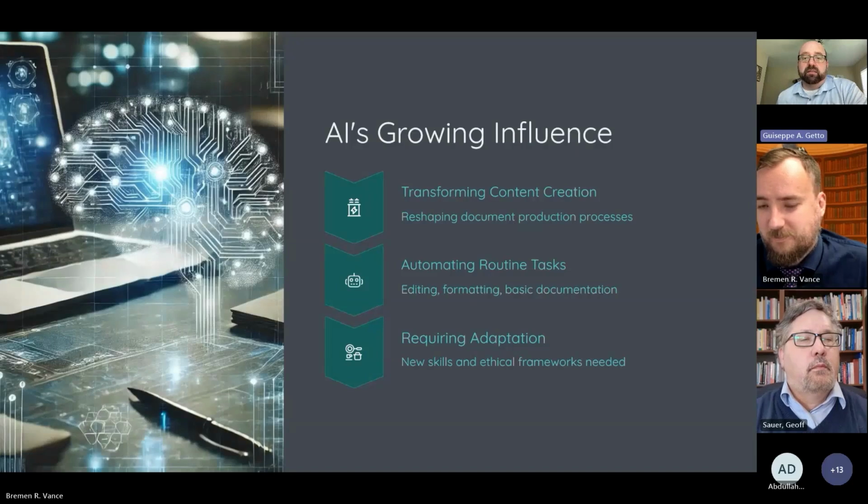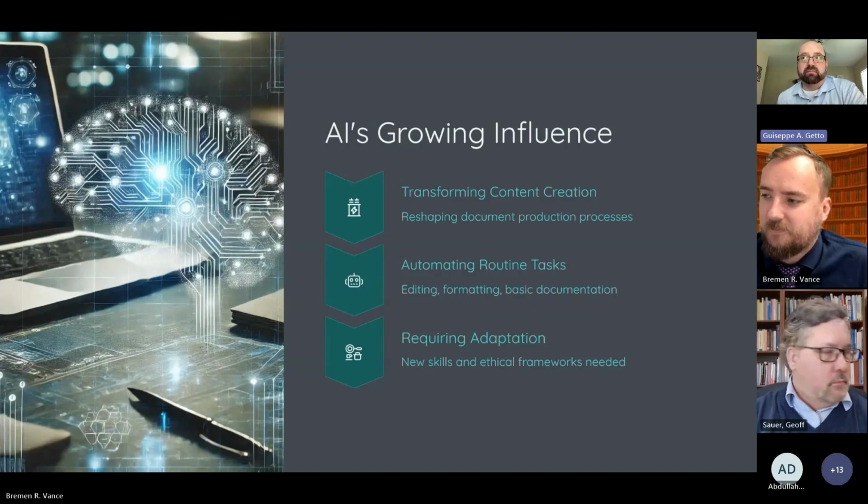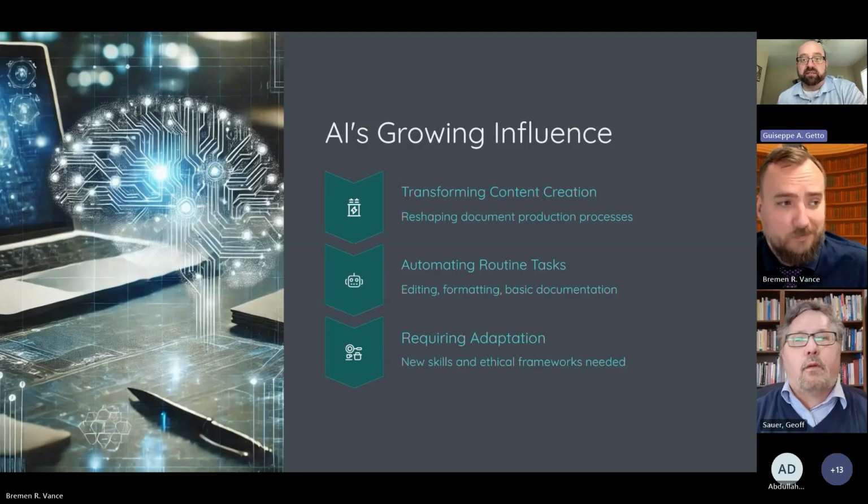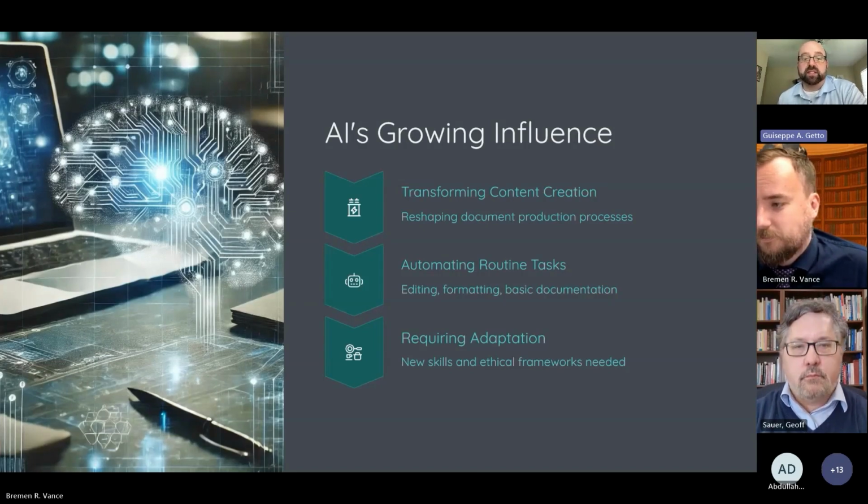So from my perspective, largely as a person with expertise in content strategy and UX, and who tries to keep a pretty active line to the practitioner community, there's three main areas where this is really changing the role of a technical writer or a content strategist. One is reshaping document production.